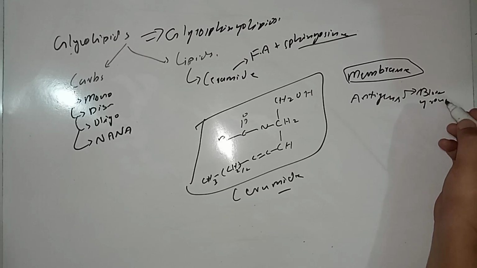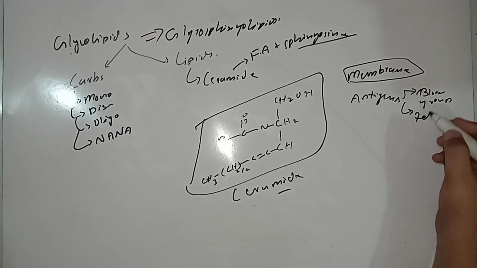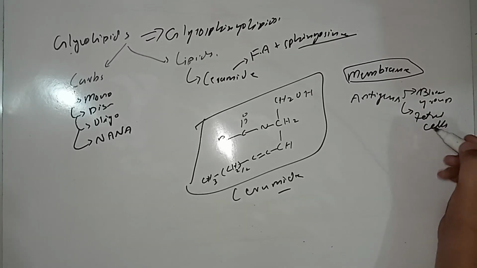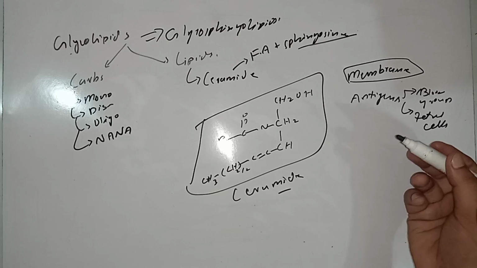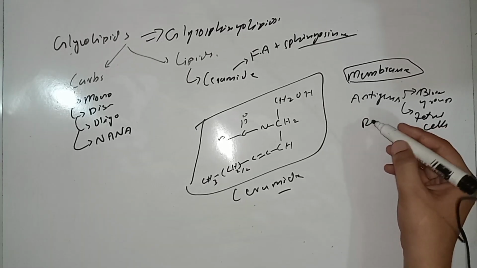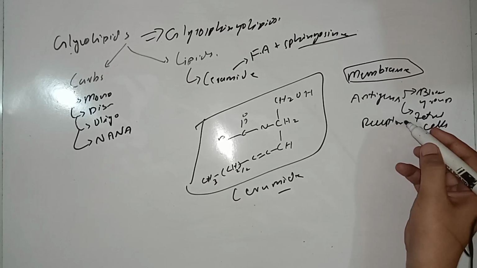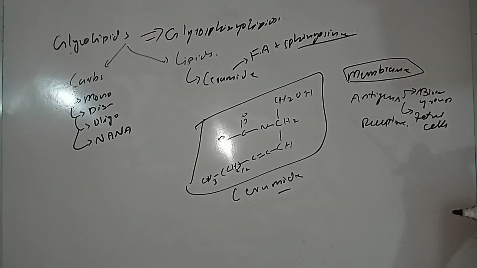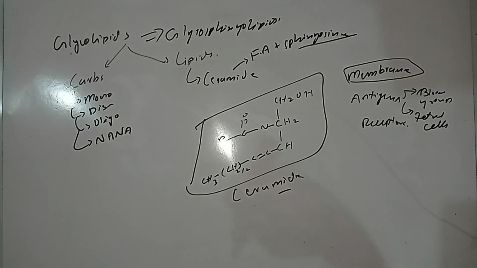Moreover, they act as antigens of fetal cells and play their role in development. They also act as cell surface receptors and play their role in cellular coordination and signal transduction. So these are the different roles of glycosphingolipids.